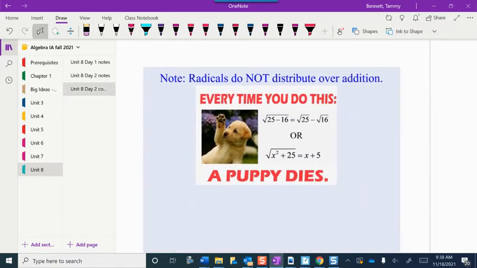Radicals do not distribute over addition. Don't look at the puppy. He is going to cry. Every time you do this, a puppy cries. Because that looks just like my puppy.